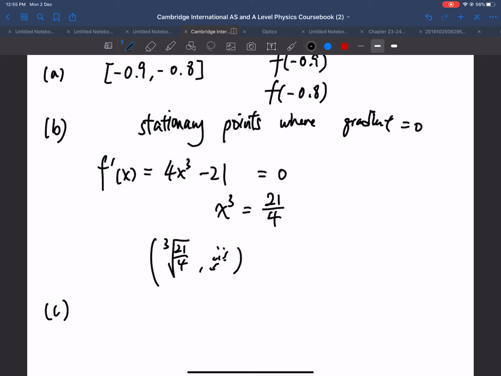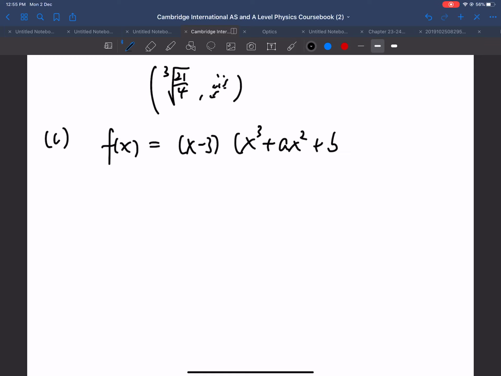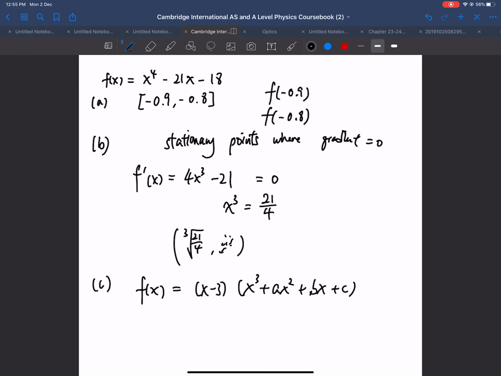For part C, given that f(x) is this one. Is it just polynomial division? You should know how to do it by yourself, to find a, b, c, because it's just polynomial long division that you have learned in core mathematics.